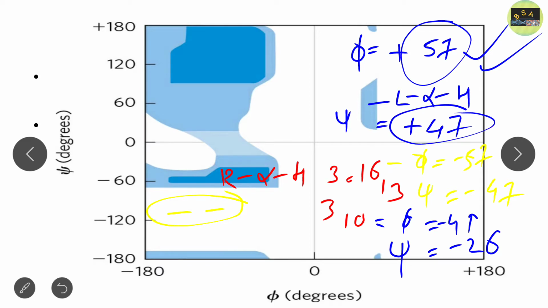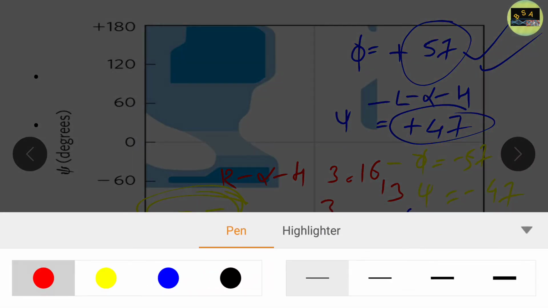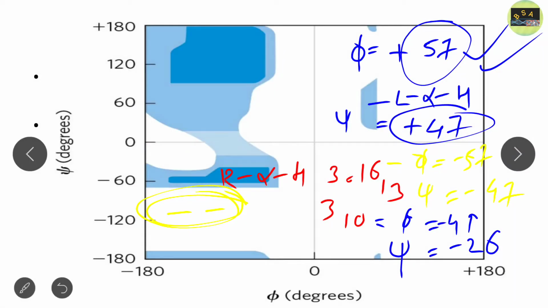While in case of right-handed alpha helix, both the values will be negative. Okay, and right-handed alpha helix can be two types. One is 3.6-13 helix and one is 3-10 helix. In case of 3.6-13 helix, the phi and psi angles are minus 57 and minus 47. While in case of 3-10 helix, the phi and psi angle values will be minus 49 and minus 26.